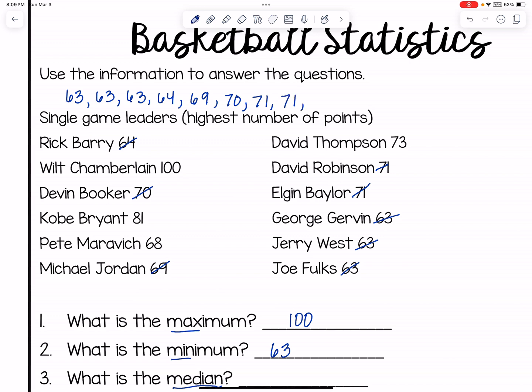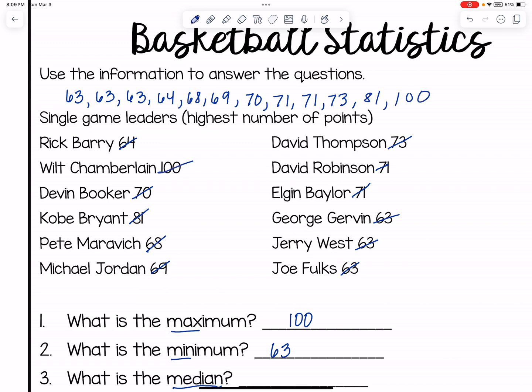We have 71s, two 71s. All right, oops, I missed a 68. So let's move this data down a little bit. There we go. That's why we cross it off. It helps catch stuff like that. All right, and then we got a 73. And we have an 81 and a 100.